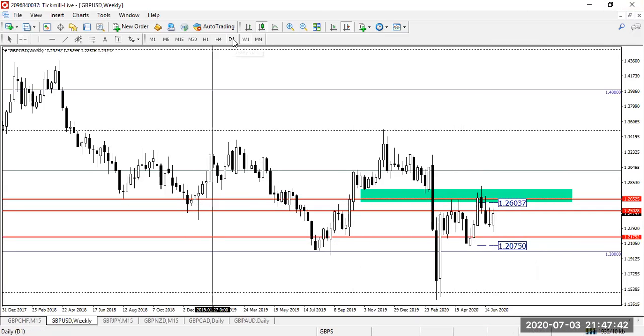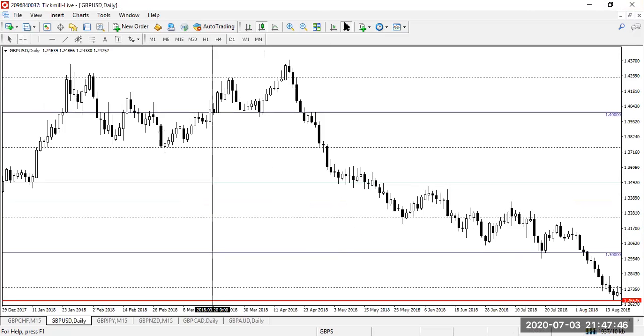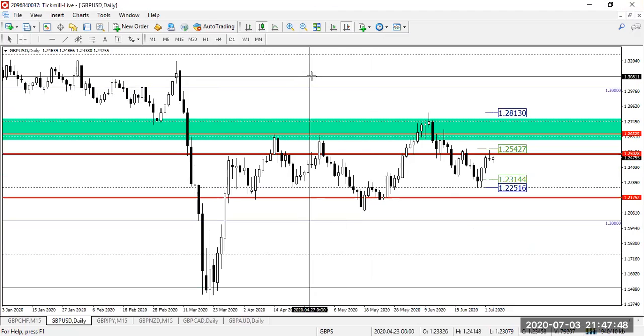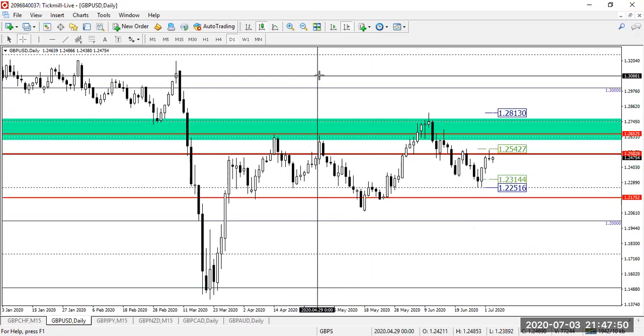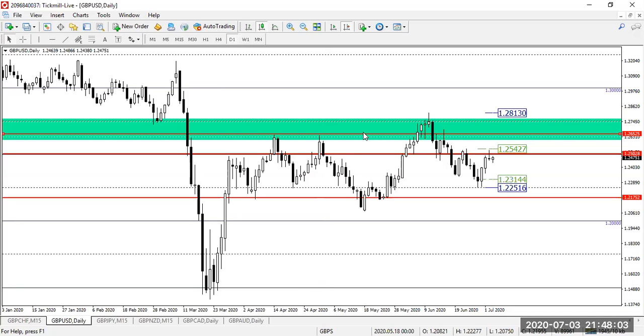Let me go to daily and see if it will give us more clarity. I want to see the last day of the month. This is the 30th of April. And this is the 1st of May. The 1st of May was a Friday, and that is why the monthly candle is very bullish.